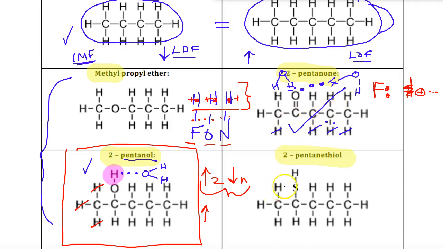2-pentanone, all right? No, this does not have an O. This does not have an N. This does not have an F for the H of the water to attract to. So this would not. How about this one?